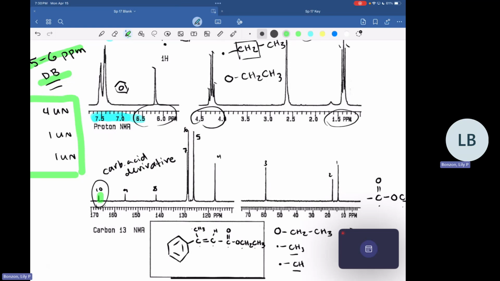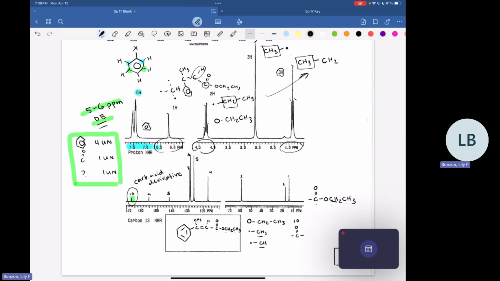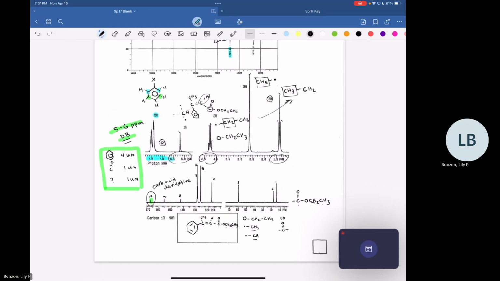But this peak down here at the 10th peak is one of our carboxylic acid derivative peaks. And so an ester is a carboxylic acid derivative, so that is also another hint that you can use. For some reason, the blanks don't have the table, so I never use it when I look at the blanks. I think it generally follows the proton NMR, where the more oxidized stuff is further down left.